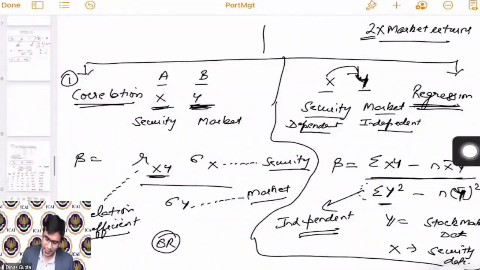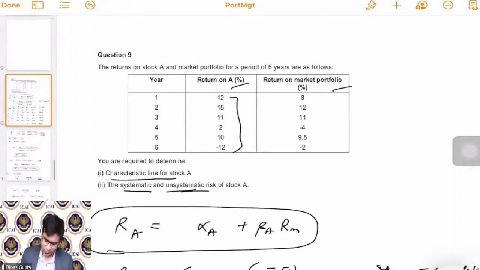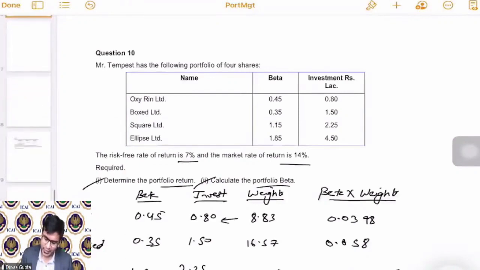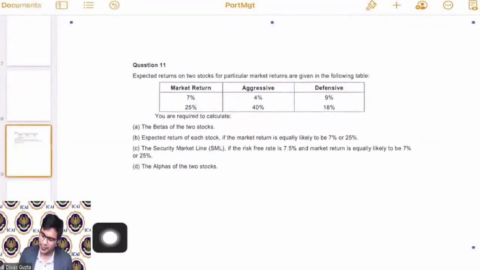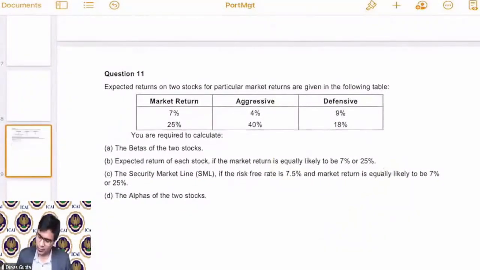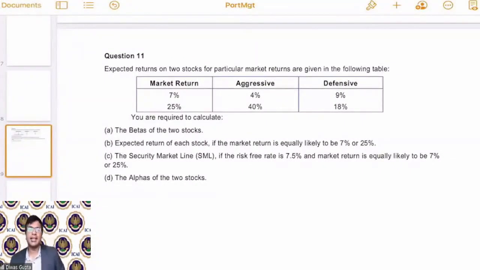Okay, students, now let us come back. I think we have already solved question number 10. Now let's go to question number 11. Okay, now question number 11 says the expected returns on two stocks for a particular market are given in the following table. Now, students, this is also a very good question. It will cover almost all the things that we have studied in the CAPM as well as in the previous topics.